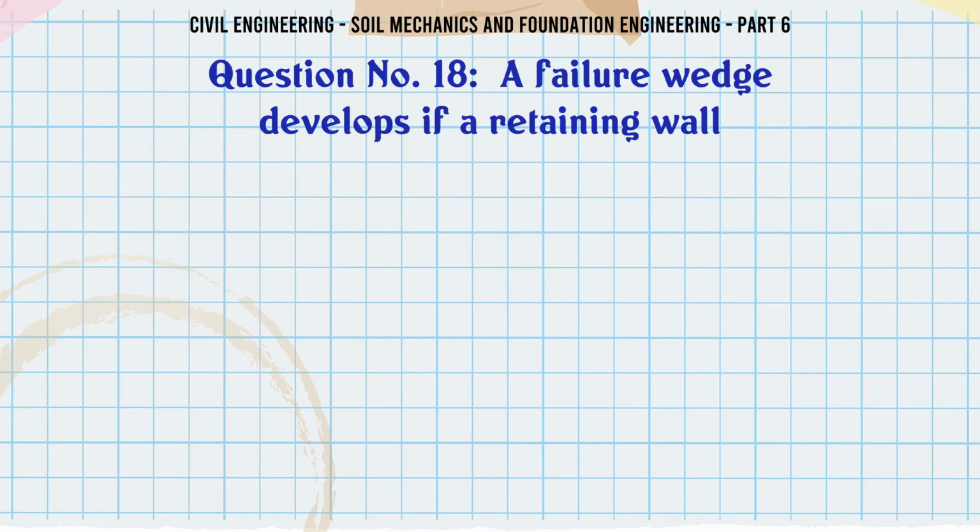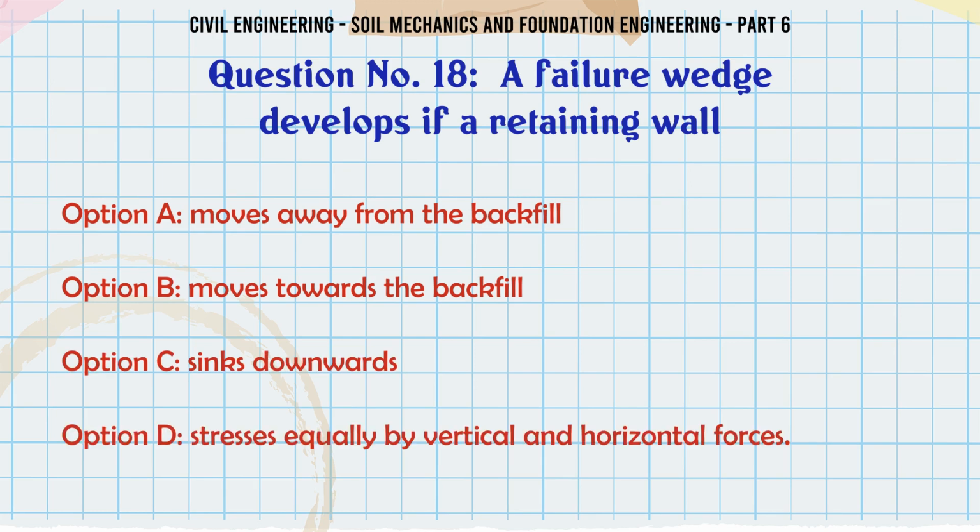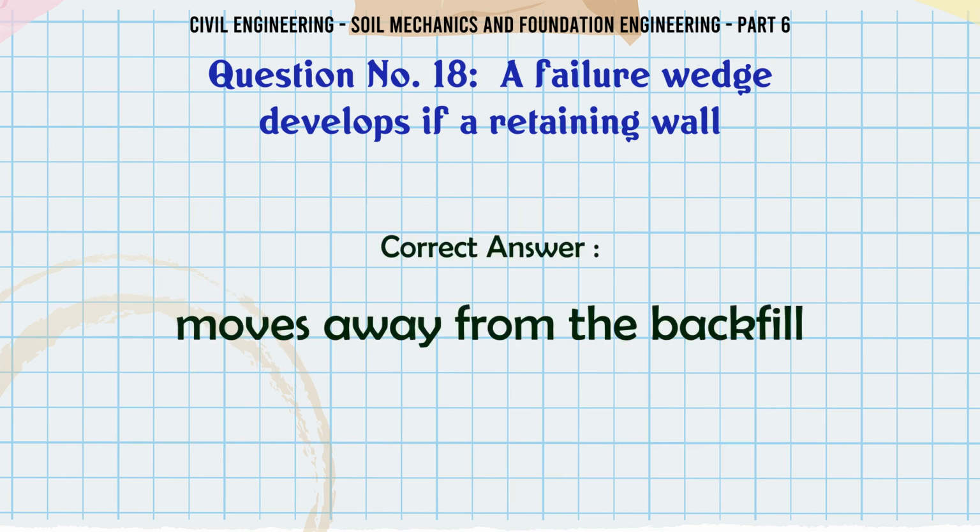A failure wedge develops if a retaining wall A. moves away from the backfill, B. moves towards the backfill, C. sinks downwards, D. stresses equally by vertical and horizontal forces. The correct answer is moves away from the backfill.